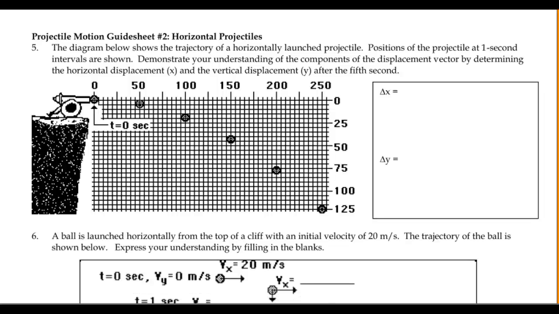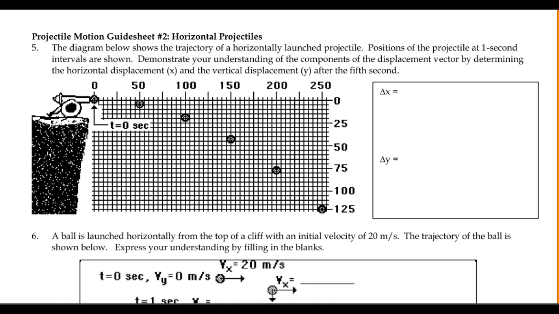Okay, in this second part of horizontal projectiles, we're going to look at the displacements and the components and how to track the motion as we go. Okay, in number 5, we have again the horizontal cannon shooting the projectile over a level surface, and you can see the path that it takes. Again, that is a parabolic trajectory.